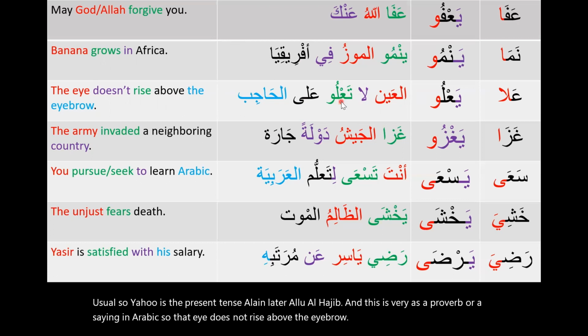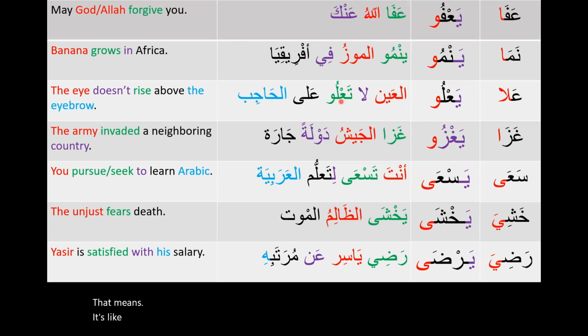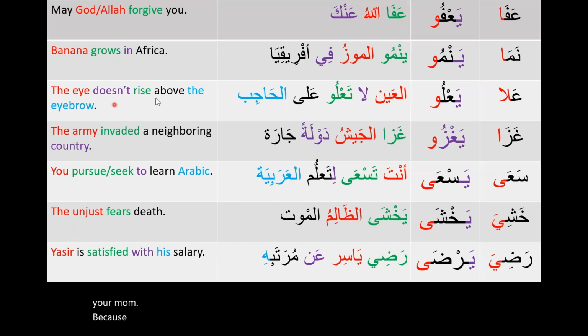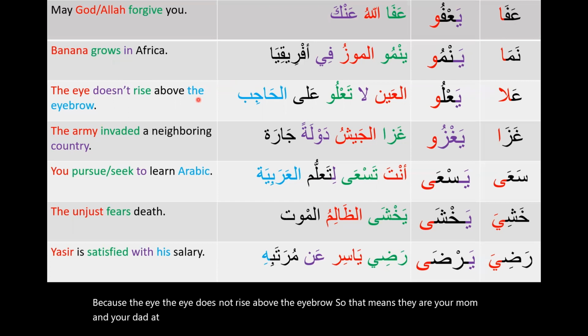That means, it's like you treat your father and your mother, for instance. So there is one chair and your dad or your mom is there. So instead of you sitting on that chair, you offer it to either your dad or your mom. Because the eye does not rise above the eyebrow. So that means they are your mom and your dad first, because they have raised you, so you respect them. So we say this in such situations.